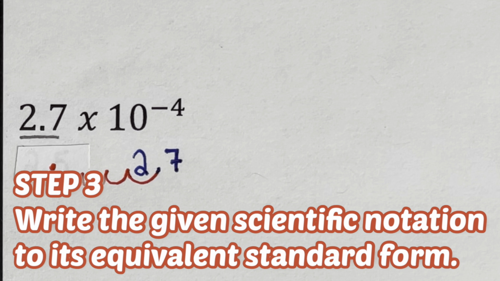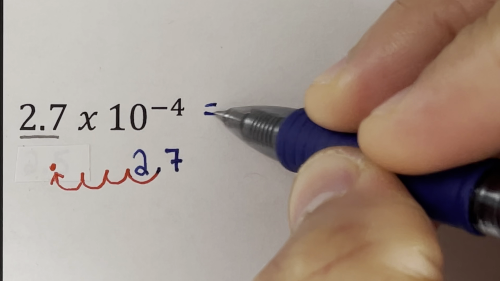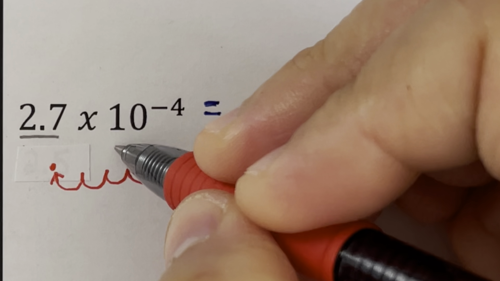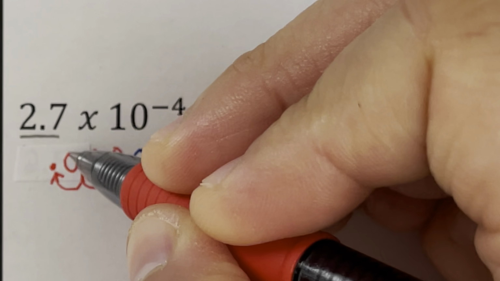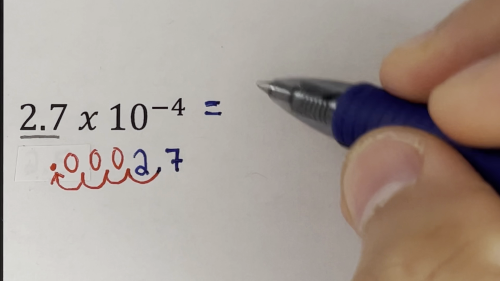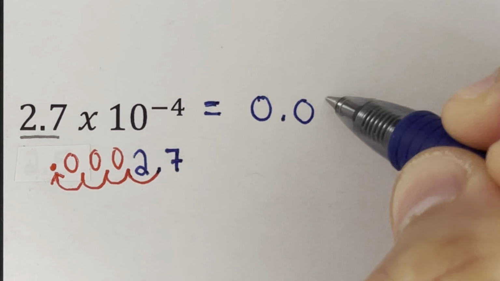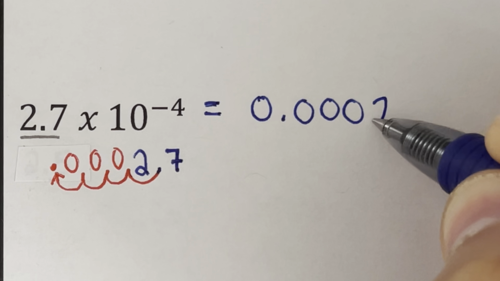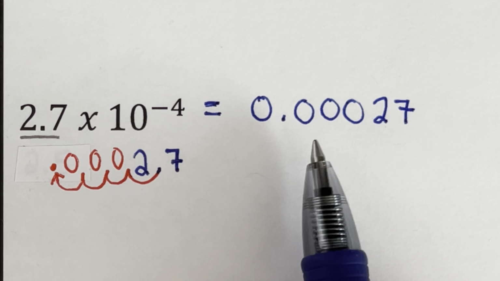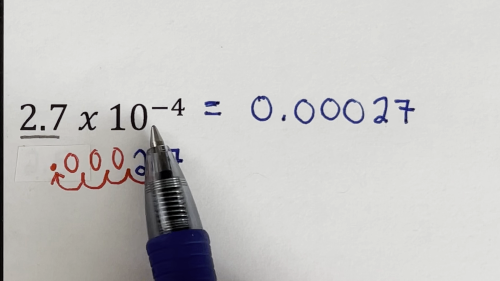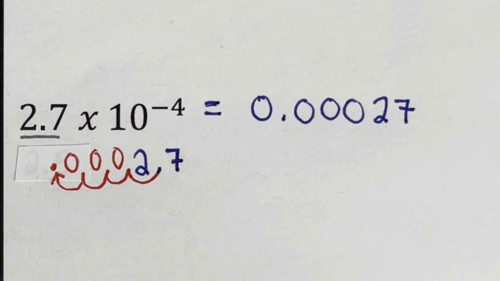The third step is to write the given scientific notation to its equivalent standard form. So this is gonna be equal to, again, we put zeros in all these spaces here. So then this is actually equal to 0. We have 3 zeros, 1, 2, 3, and then 2, 7. So this is the equivalent standard notation or standard form for this scientific notation that we have right here.